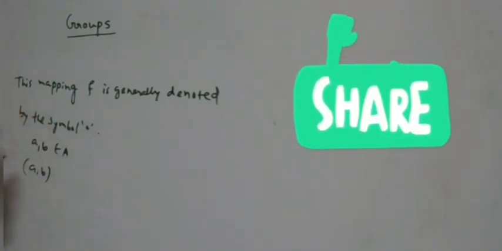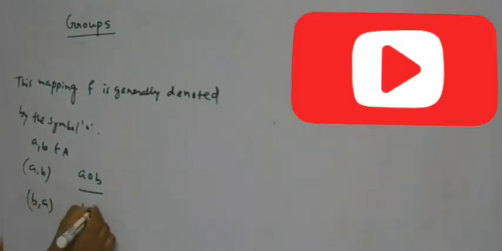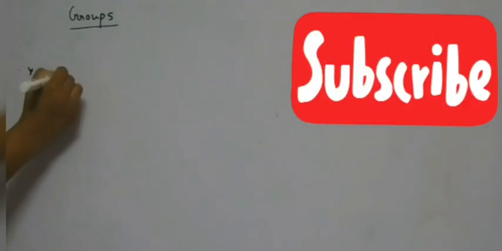The mapping F is generally denoted by a symbol. So for a pair of elements a, b in A, the image of this pair under the binary composition is denoted as a composed b. Symbols like star, plus, dot are also used to denote a binary composition.